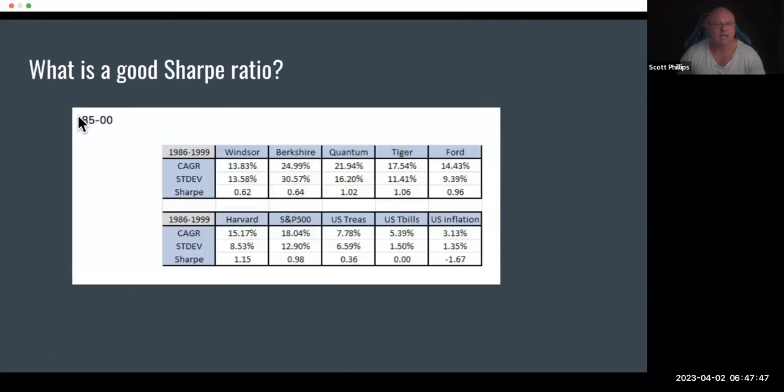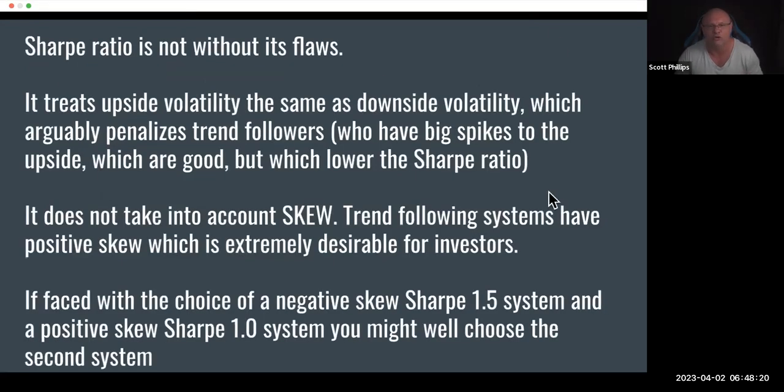So if we look at from 85 to 2000, this is Windsor, which is a big hedge fund, did 0.62. Berkshire Hathaway, Warren Buffett, did 0.64. George Soros, 1.02. Tiger, Julian Robertson, did 1.06. The Ford Endowment Fund, very pro-level, multi-billion-dollar family office, 0.96. Harvard did, incredibly, 1.15. The S&P 500 in a good period from 85 to 2000 did 0.98. US Treasuries did 0.36. And inflation was down a bit. So that's kind of what a good Sharpe ratio is.